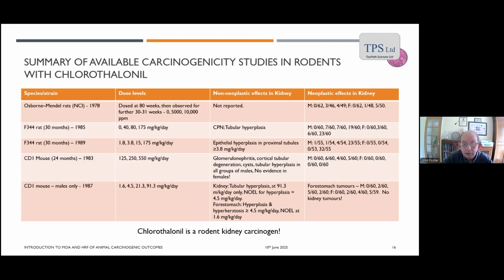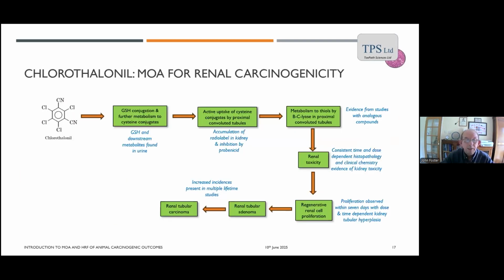In the mouse, similarly, we got a lower response, but still a fairly convincing response in males at these dose levels, much higher dose levels, of course. At the lower dose levels, in the CD1 mouse we didn't get kidney effects, but we got forestomach effects. But for chlorothalonil, the conclusion was it was a rodent kidney carcinogen. But this has been widely used for some years, and as I say, is still used now. So we wanted to see what the human relevance might be.